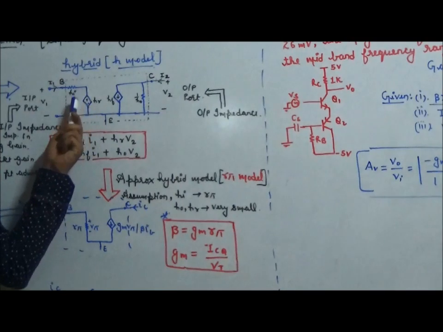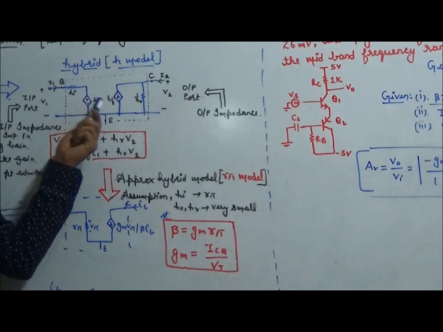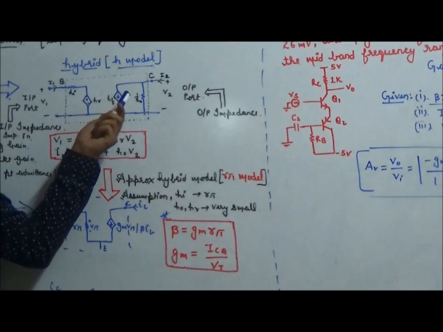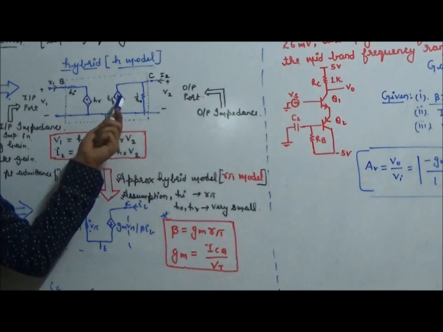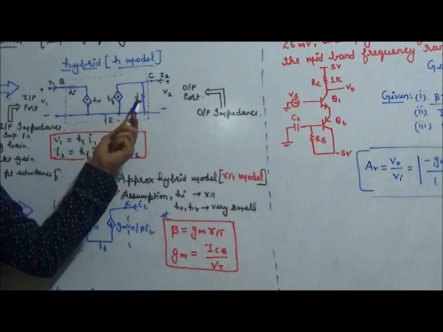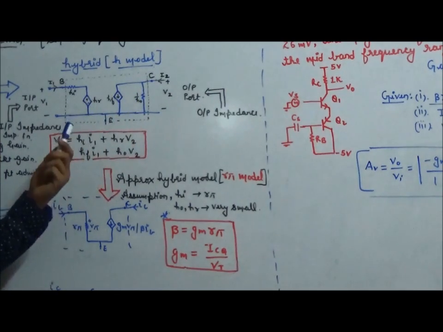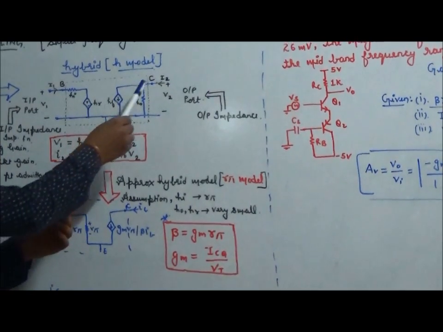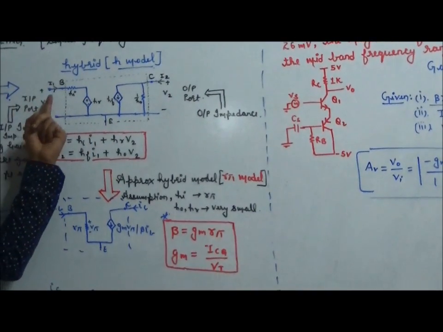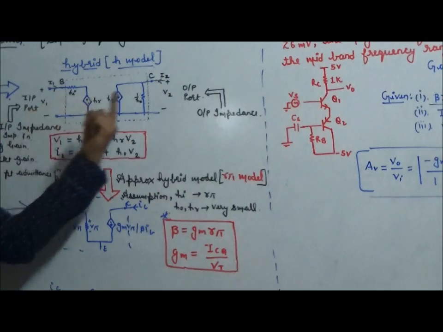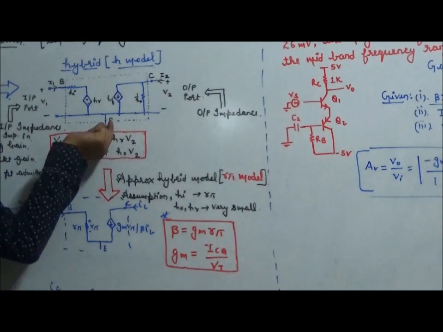HR is the voltage at the input side, the dependent voltage source, and HF is the current gain, the dependent current source at the output side, and 1 upon HO is the resistance. Now this black box will have input from the left-hand side; this is your base terminal, this is your collector terminal, and this is your emitter terminal.